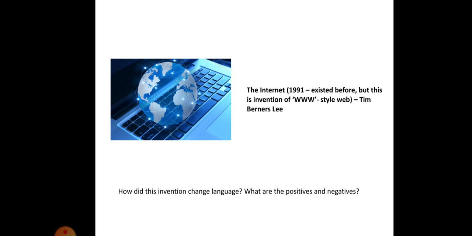And finally, with the five inventions. So the internet was 1991. It existed before, but this is the www style web that we know. And Tim Berners-Lee was the inventor. Now, largely the same as the phone, or the mobile phone that is, that's primarily because the mobile phone now is multi-purpose. You can access the internet, so it's hard to separate the two things.